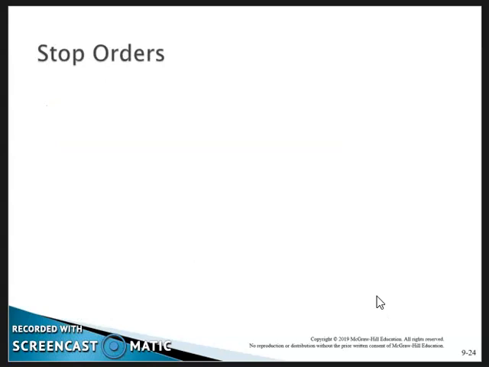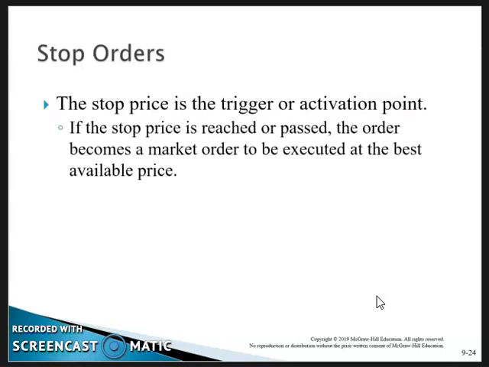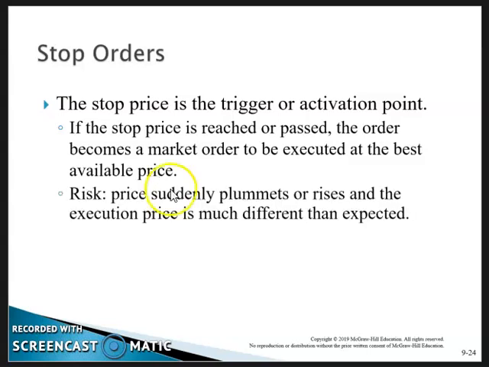Stop orders. A stop order, the stop price is a trigger or activation point. If the stop price is reached or passed, the order becomes a market order and is executed at the best available price. You're not guaranteed of receiving that price. The market could be moving so fast that you may not receive it. So the risk is the price suddenly plummets or rises, and the execution price is much different than expected.